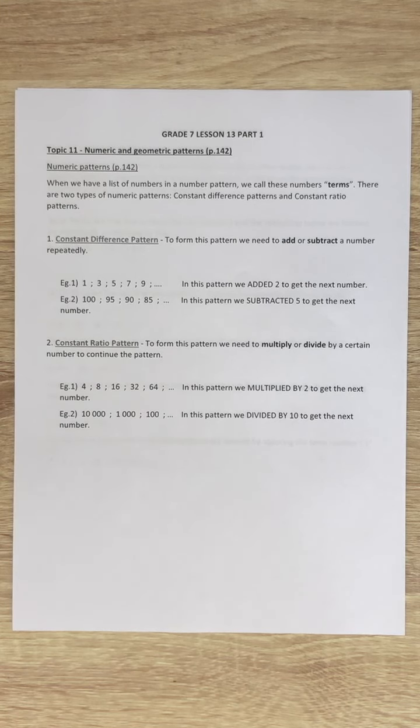Then the last one, we have 10,000, 1,000, 100, and so on. Again, our number is getting smaller, so we are obviously dividing by 10 each time, because we're getting rid of a 0. So our rule would be divide by 10.